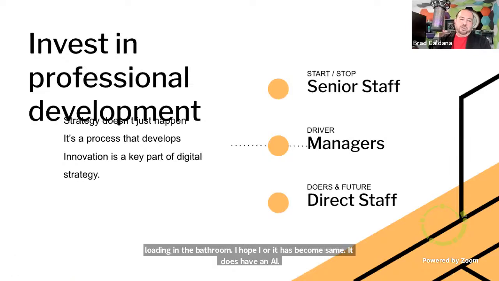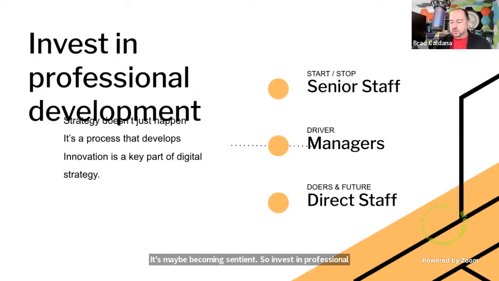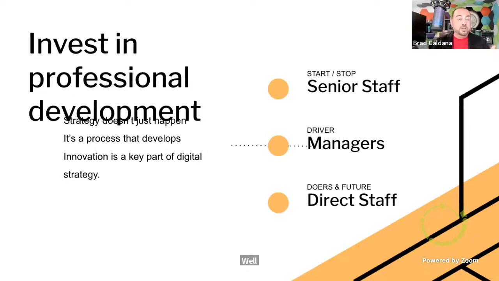So invest in professional development. The one thing I was thinking was that strategy doesn't just happen. And one of the professional development pieces, let's just say, is a process that develops. So when you're thinking about professional development, it's a process. And innovation is a key part of digital strategy.